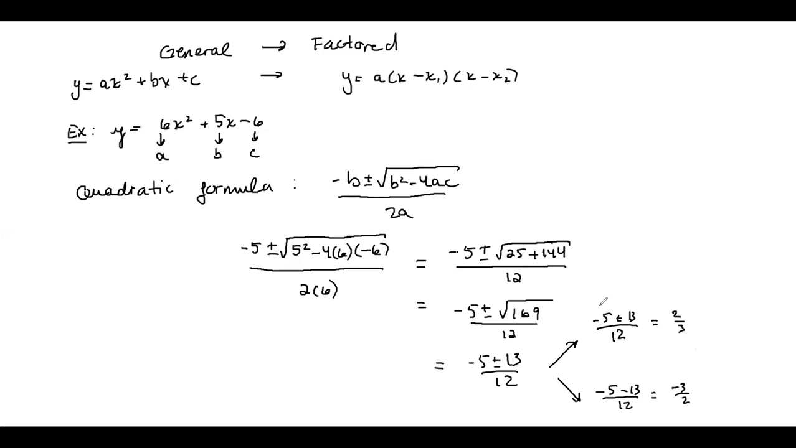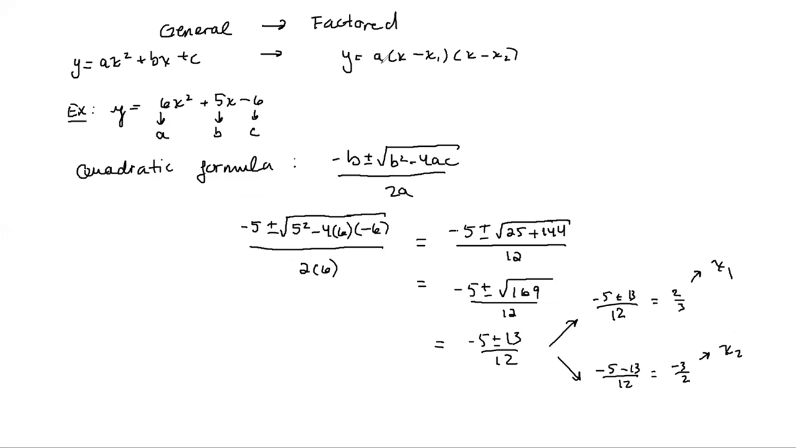So these are the values that we are dealing with. These are actually the x-intercepts, so we can call them x1 and x2. These values are going to help us put it into the factored form. So the factored form says I have a times (x minus x1)(x minus x2).